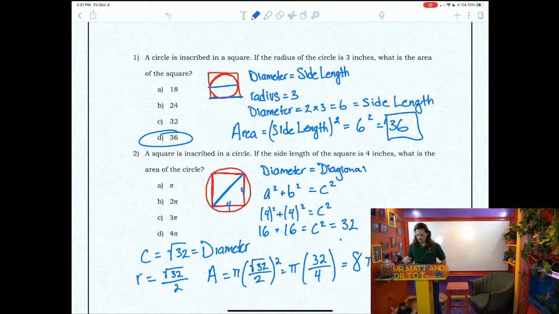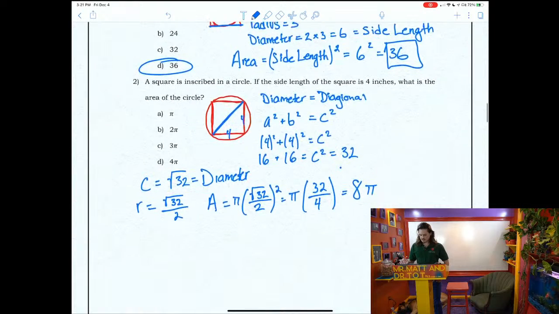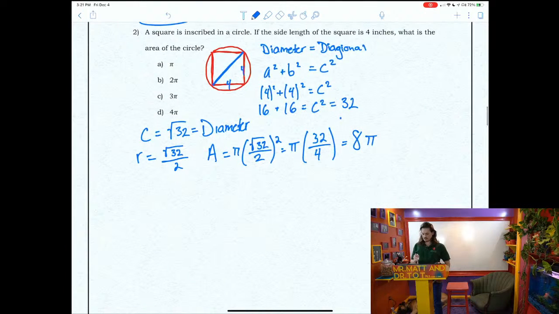And I'm hoping that we didn't have any trouble with the answer selections for number 2, so let's go through this. A square is inscribed in a circle, so now the diagonal of the square is equal to the diameter of the circle. So they say the side length of the square is 4 inches. So we need to use the Pythagorean theorem here. You can use two different things.